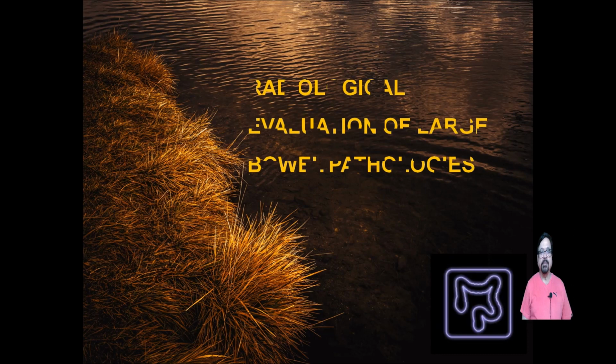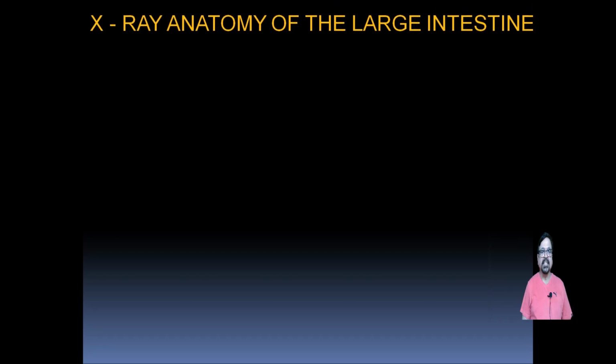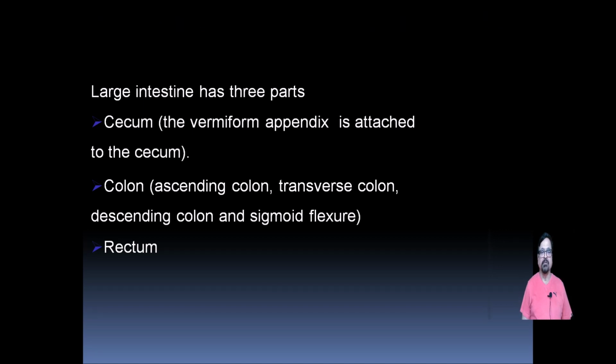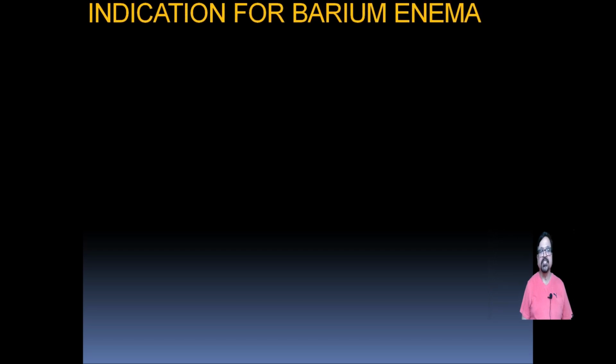Now let's go to the topic, radiological evaluation of the large bowel pathologies. First is the X-ray anatomy of the large intestine. The large intestine has three parts: a cecum, to which the vermiform appendix is attached, a colon, comprising the ascending, descending and transverse colon and sigmoid flexures, along with the rectum. So these are the gross anatomical divisions of the large intestine.